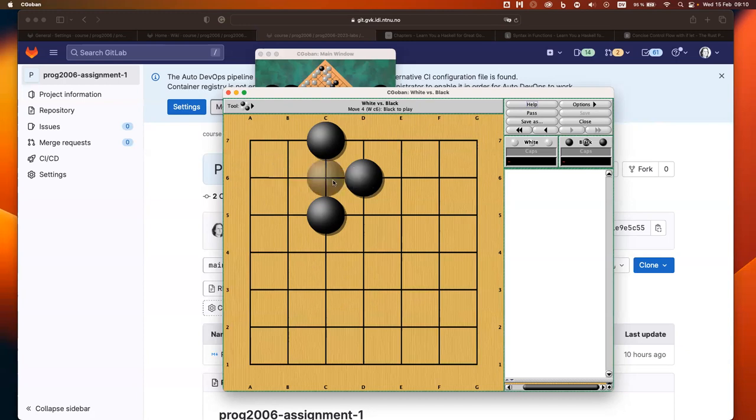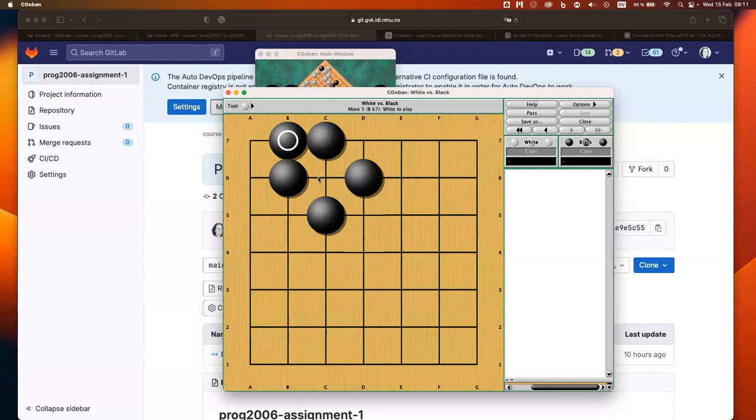It also, if I have, let's say, a situation like this, and I want to make a white move, then making a move in the C6 is now illegal because that move doesn't capture anything and the white stone would not be able to breathe, like it doesn't have any freedom points, right? So I cannot place a stone here.